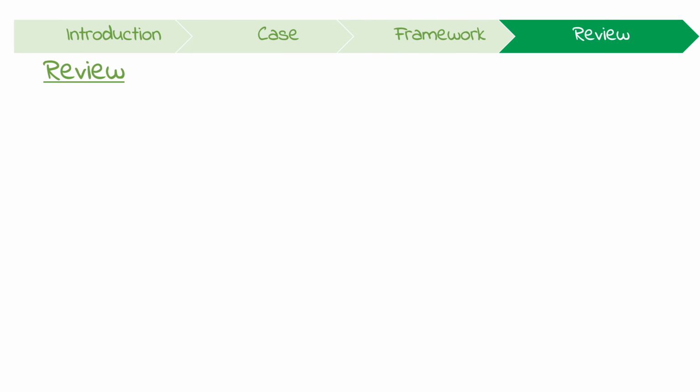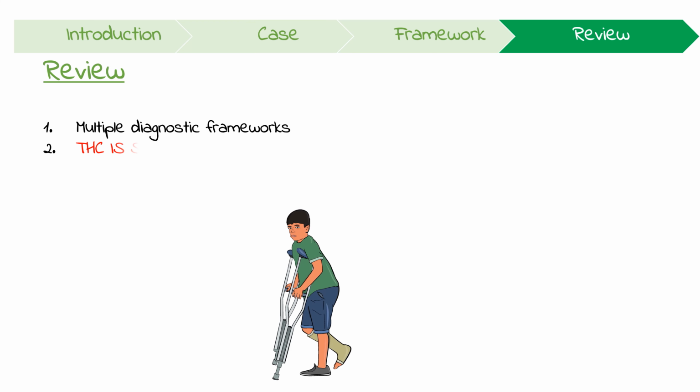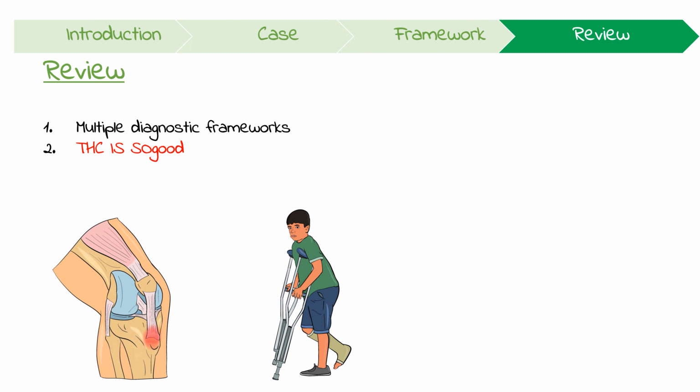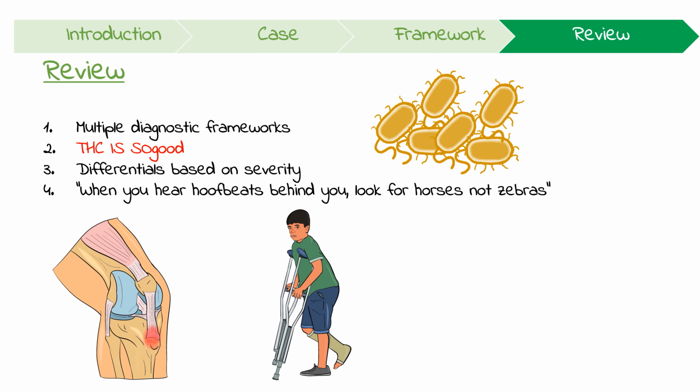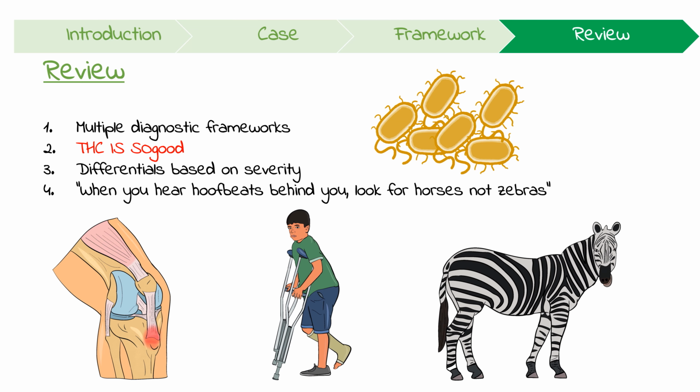To review, sometimes multiple diagnostic frameworks are better than just one. THC is so good is just one way to remember important causes of limps by age group. Differentials based on severity can help you consider important not to miss illnesses. And remember, when you hear hoofbeats behind you, look for horses first and not zebras. However, zebras really are out there.